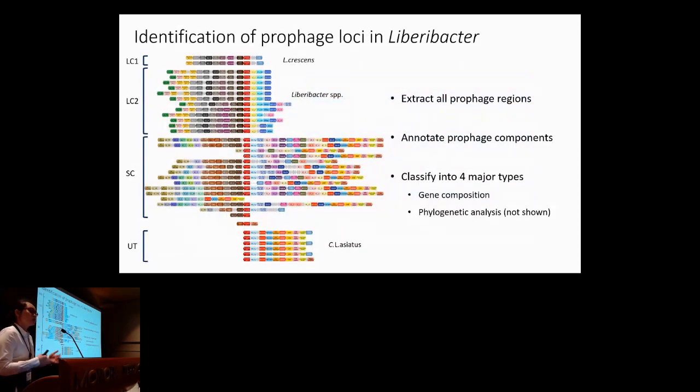To identify such newly introduced genes, we first studied the prophage loci in Liberibacter, because prophages usually carry different virulence factors or toxins for many bacterial pathogens. Here, we extracted all prophage loci in Liberibacter, annotated their prophage components, and classified them into 4 major groups based on their gene composition and phylogenetic relationship.